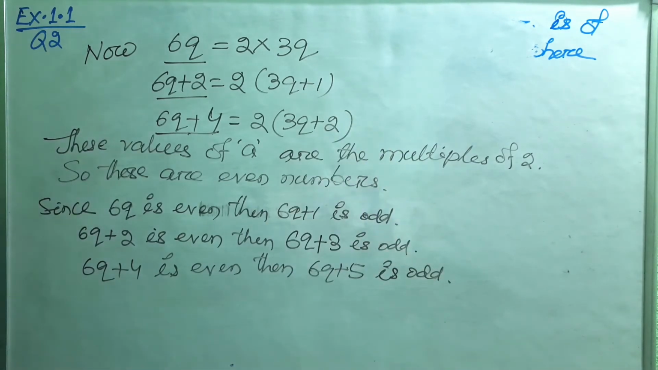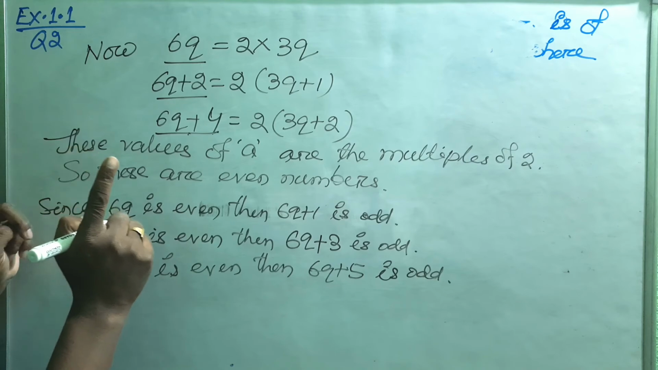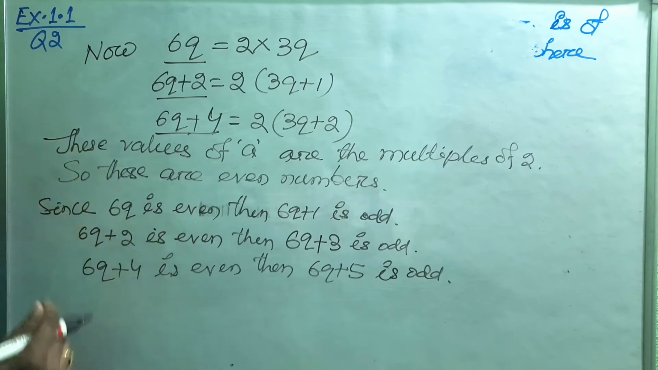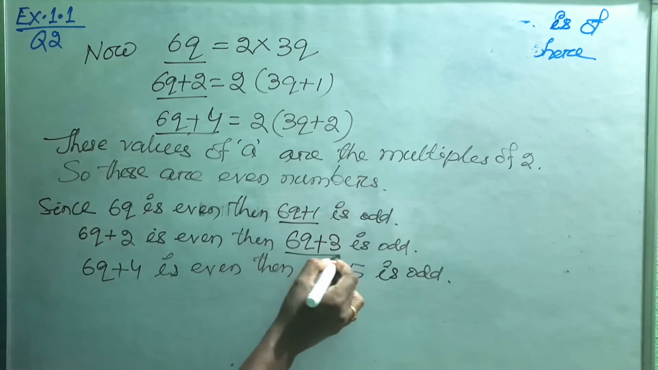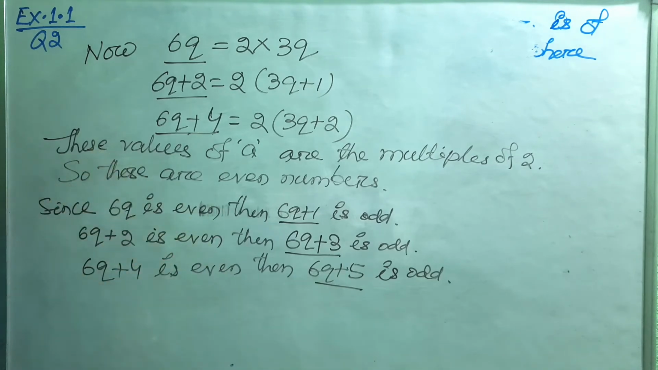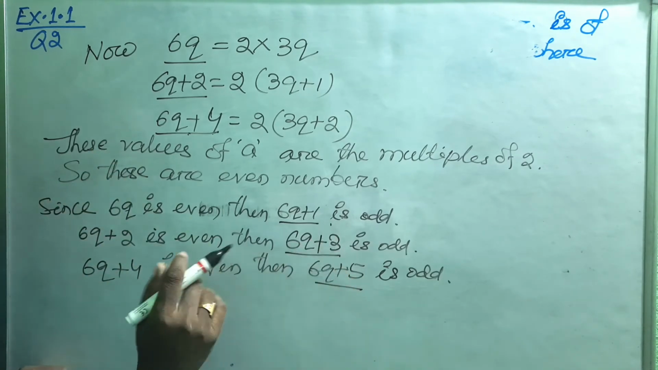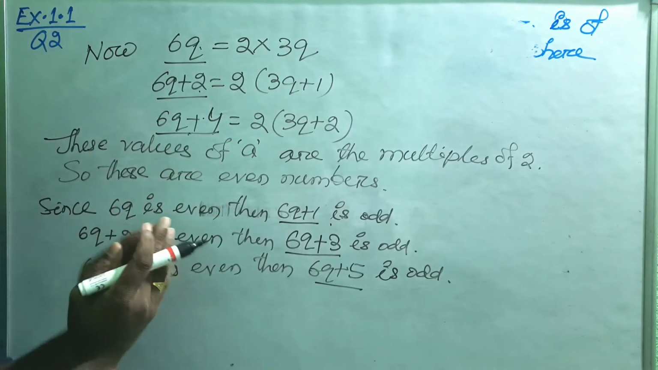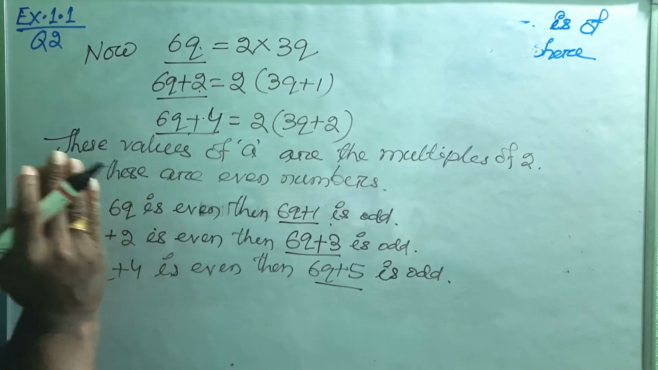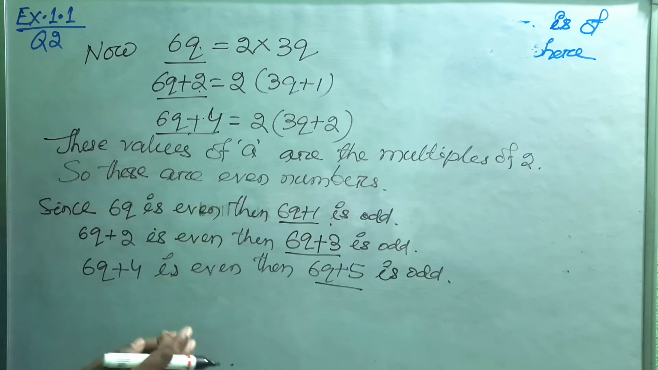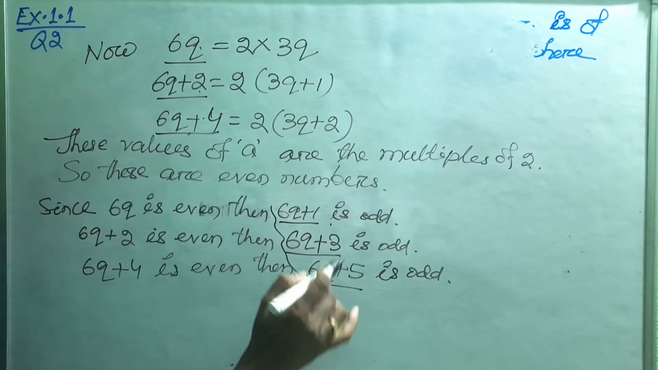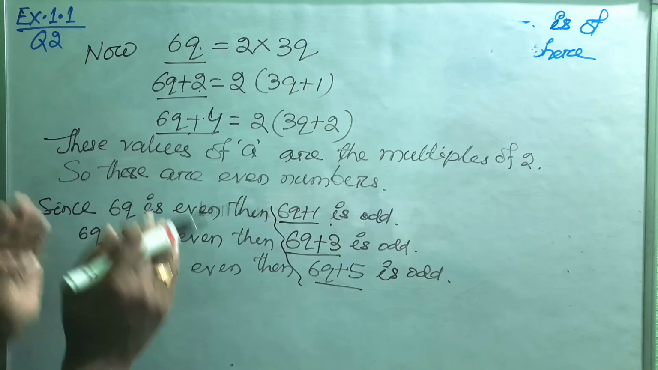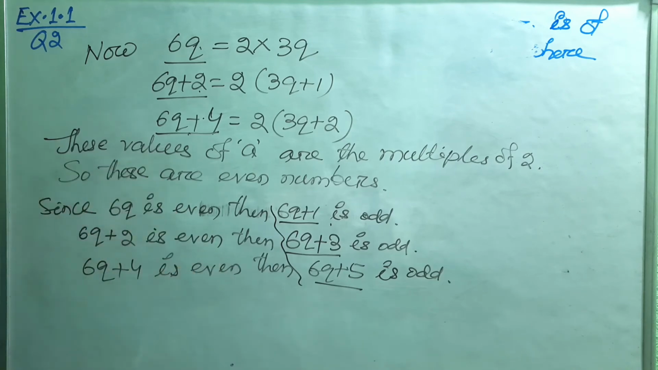Now look here, any positive odd integer can be expressed in this form. When a is odd, it is expressed in this form. When a is even, it is expressed in this form. So what do we have to prove? We have to prove that if a is an odd integer, then it can be expressed in this form.